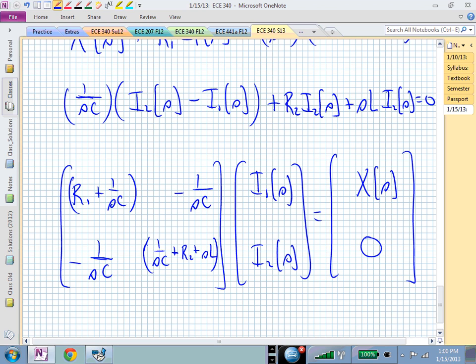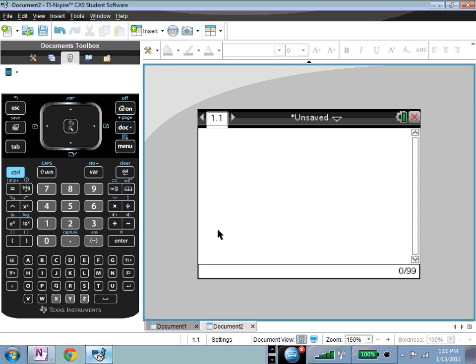Questions on where this comes from? Yes? What was the question? Can you type this into your calculator? Over the break, I actually purchased a TI Inspire, but the commands are the same if you have a TI 89, Titanium or an 89. It's just laid out a little differently. But this had a nice graphical interface that I could show in class.